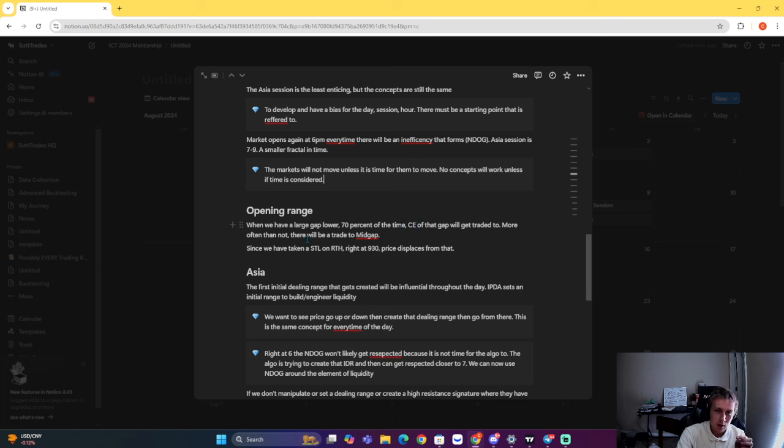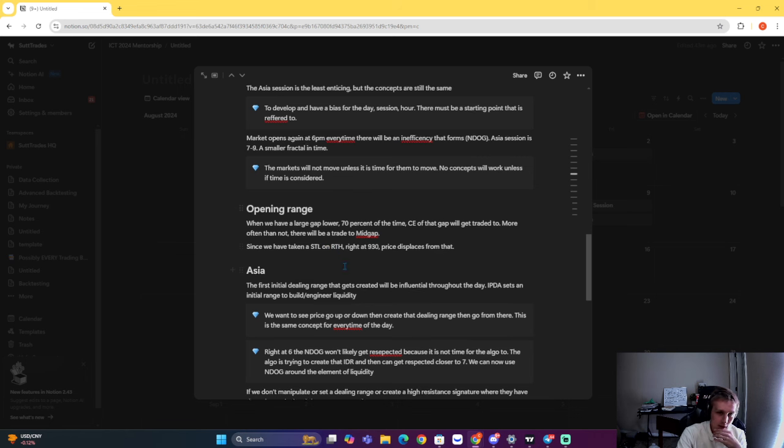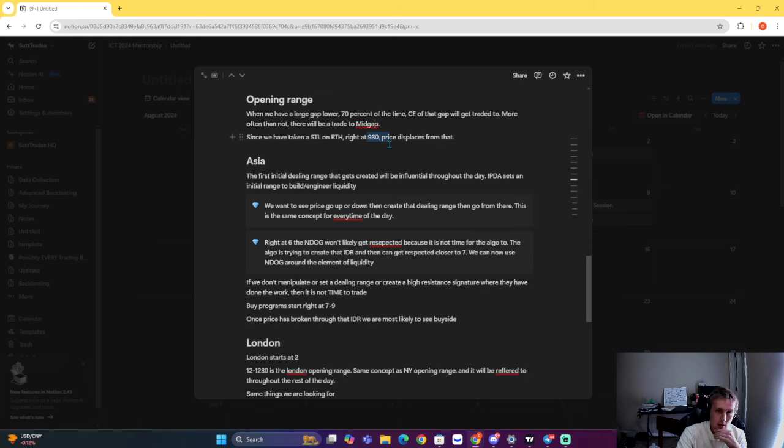More often than not, there will be a trade to that mid gap. Most of the time, 70% of the time, not all the time, there will be a trade to at least consequent encroachment of that opening range gap. And since we took a short-term low on regular trading, I thought that was kind of nice. I'll continue to journal that as well, and also journal the signatures that were already highlighted in the mentorship.